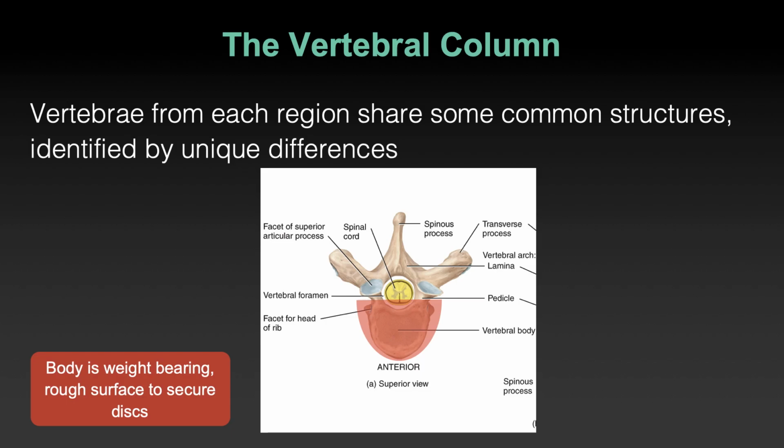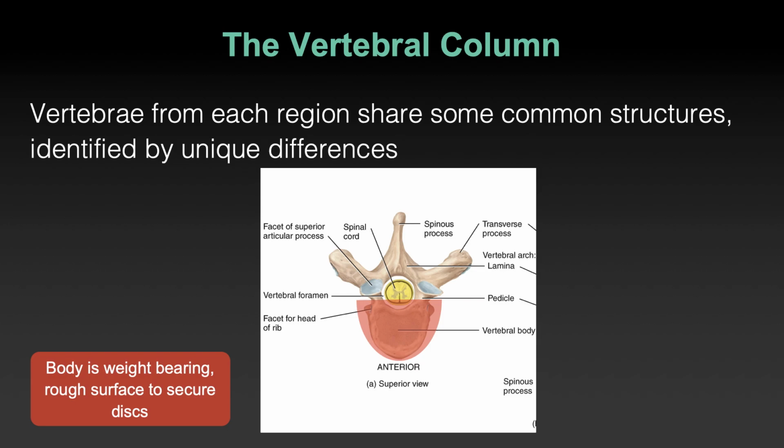You can maybe see through the shaded red here. Certainly on your slides you can see the surface looks rough. And it's that way purposefully to help secure the discs in place so they don't slide around on a smooth surface. A rough, thick, beefy, weight-bearing body. That's the anterior portion of the vertebra.